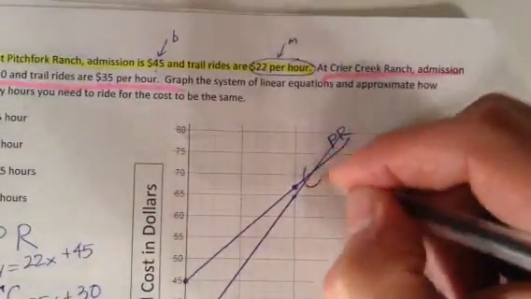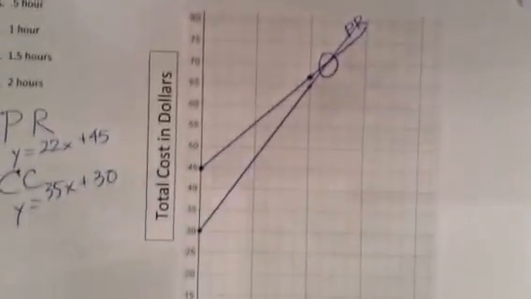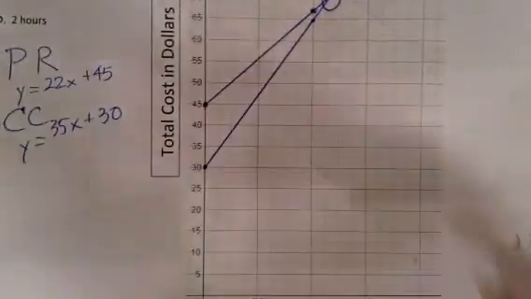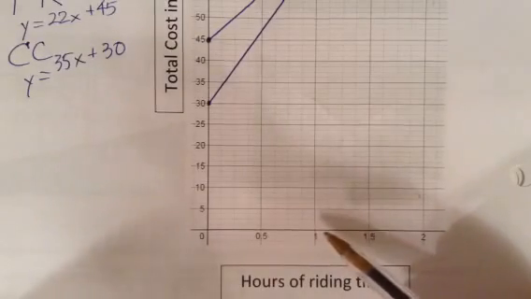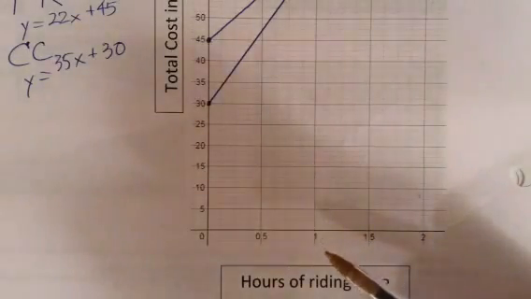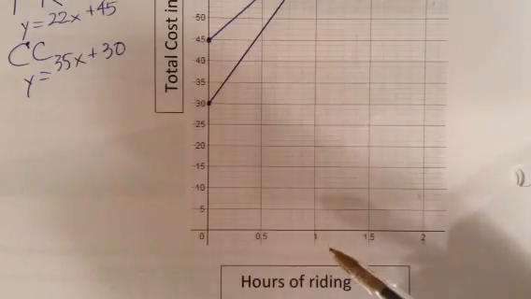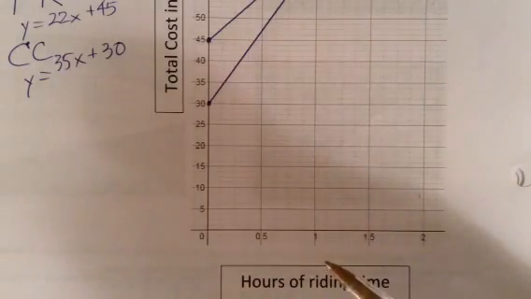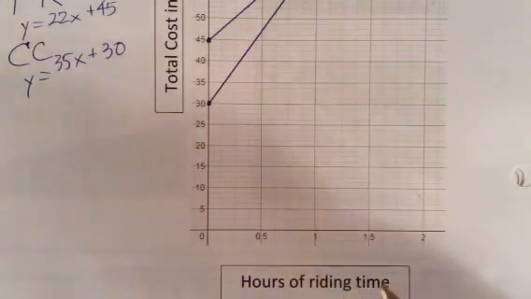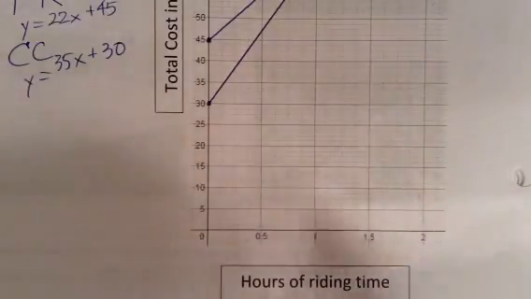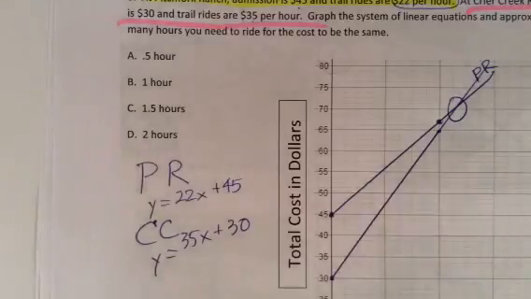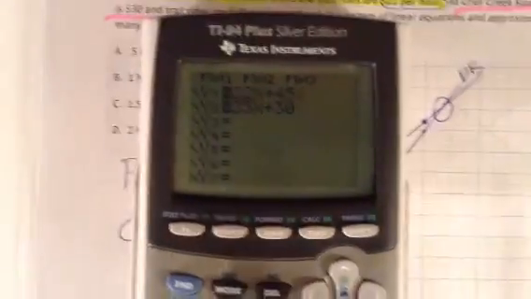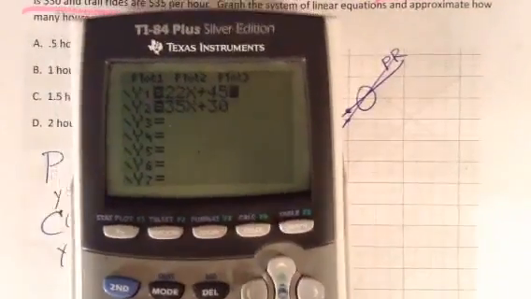So if we look at the approximate place where they intersect, if we follow that down on my screen, it's going to be a little bit over 1. So at that particular point, what I would do is go ahead and say, let's double check this and say 1 hour, because it's closer to 1 than 1.5. So I'm going to say 1 hour, but we're going to double check this using our calculator. So we have the equations in.